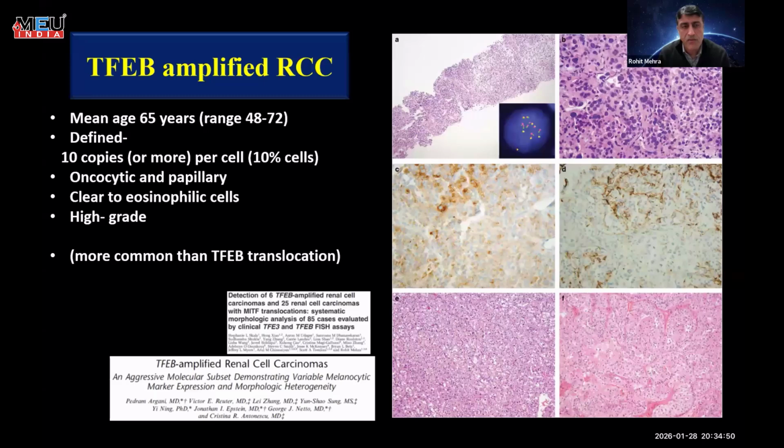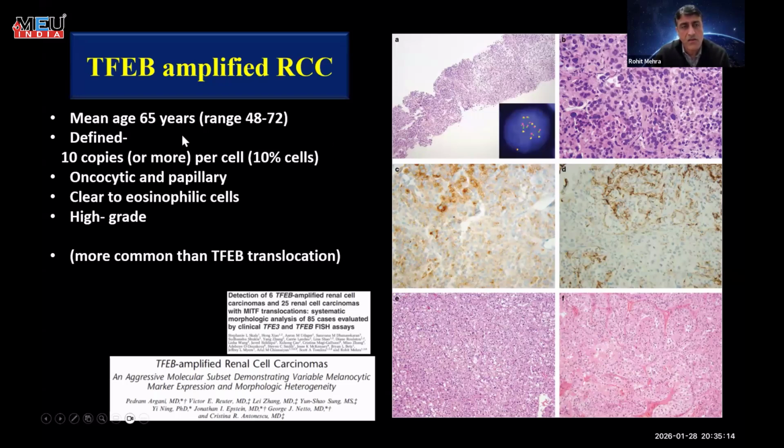Now, I will spend a few minutes on the TFEB amplified renal cell carcinoma. The reason being that this has been more recently described, and the second thing is these tumors invariably are high grade in nature, and almost 40 to 50% of these can be metastatic in nature and even show early metastases. So I think we cannot afford to miss this at the surgical pathologic level.